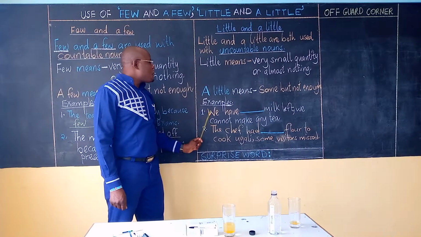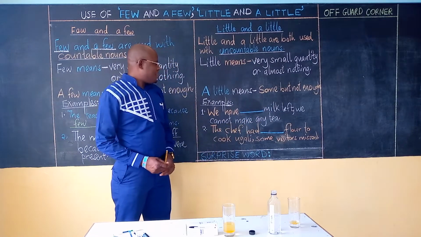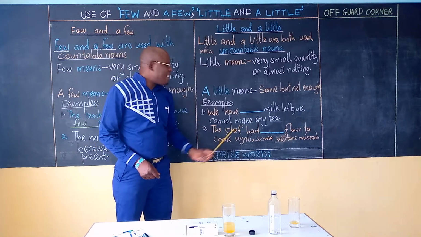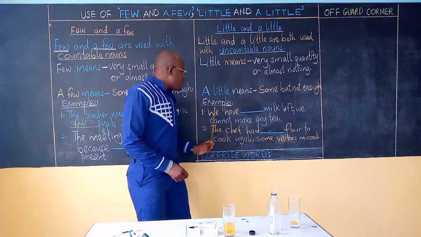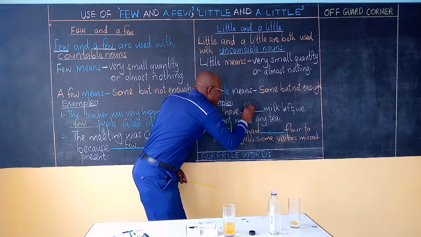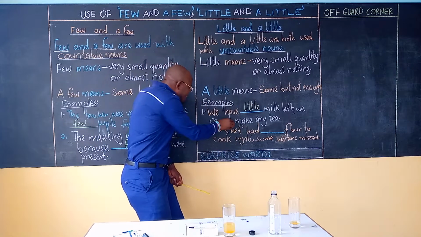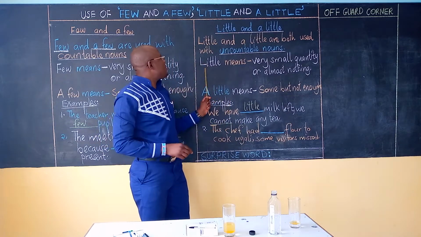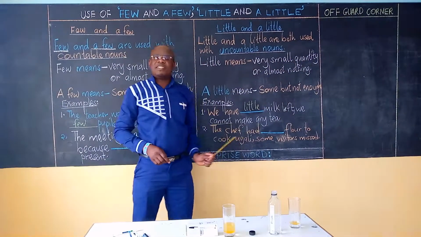Number one, we have dash milk left. We cannot make any tea. Right? The correct answer should be we have little milk left. That's why we cannot, because you remember what I said about little? Almost nothing, in very small quantity.